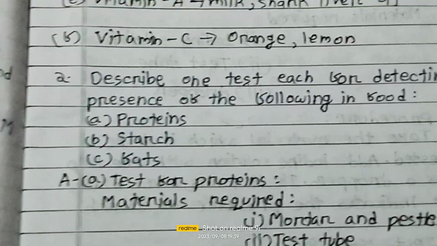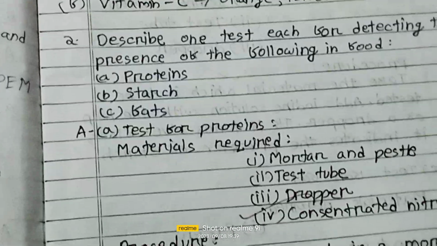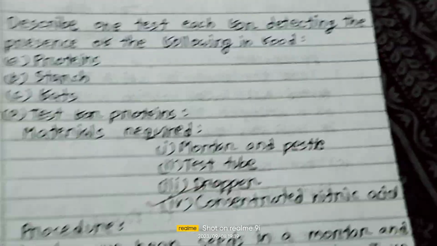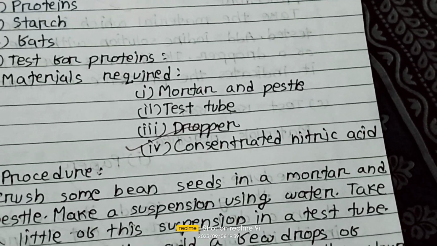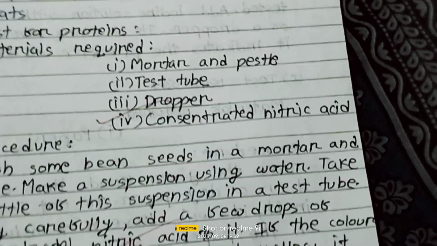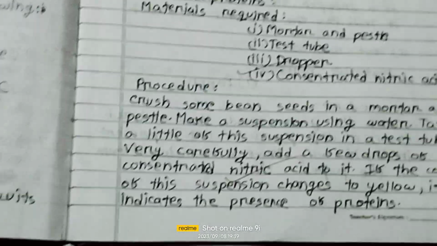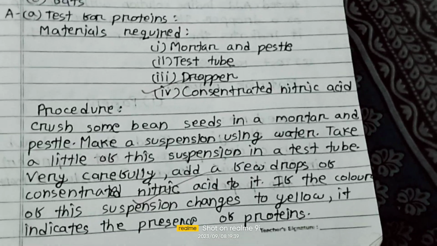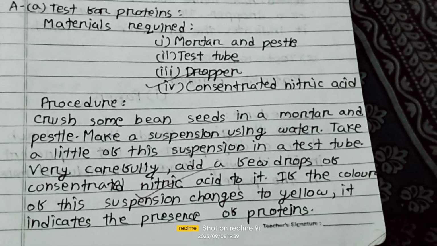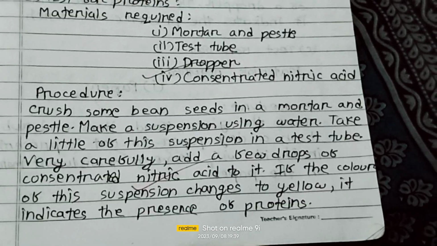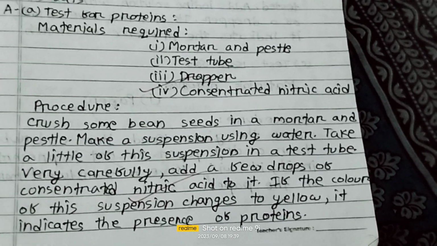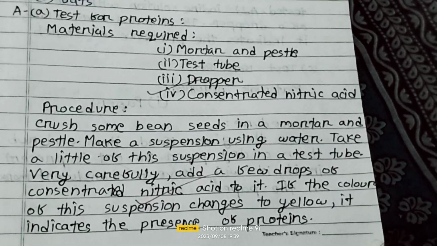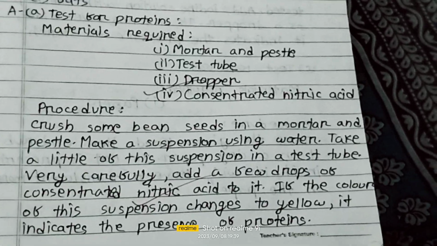Describe one test each for detecting the presence of the following in food. Number A. Proteins. Answer. Test for proteins. Materials required: mortar and pestle, test tube, dropper, concentrated nitric acid. Procedure: crush some bean seeds in a mortar and pestle. Make a suspension using water. Take a little of this suspension in a test tube. Very carefully add a few drops of concentrated nitric acid to it. If the color of this suspension changes to yellow, it indicates the presence of proteins.